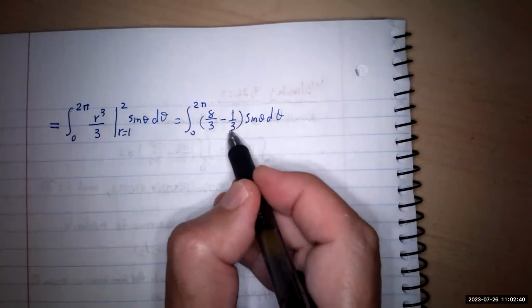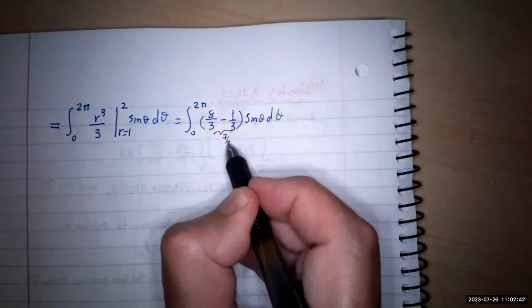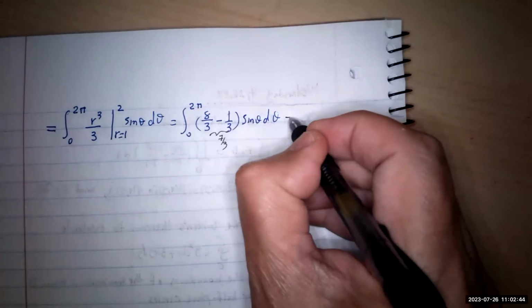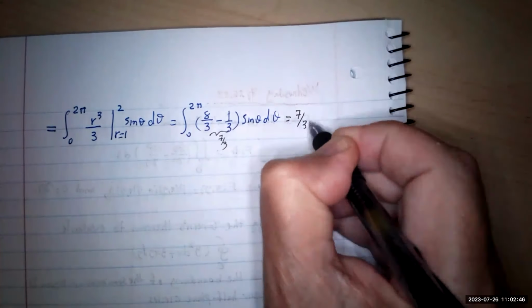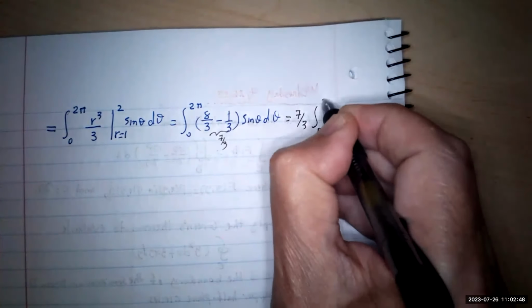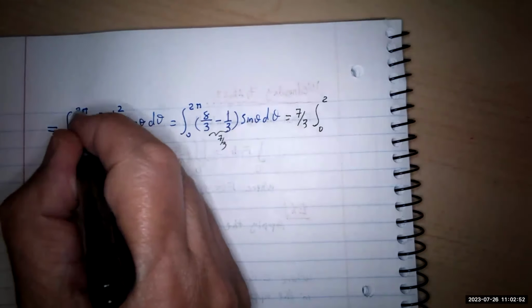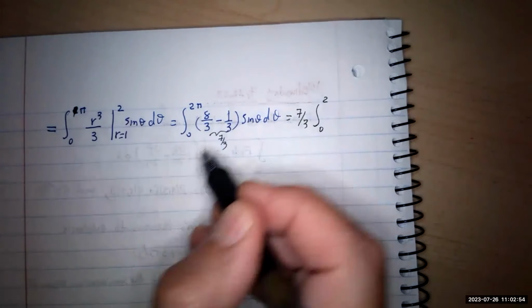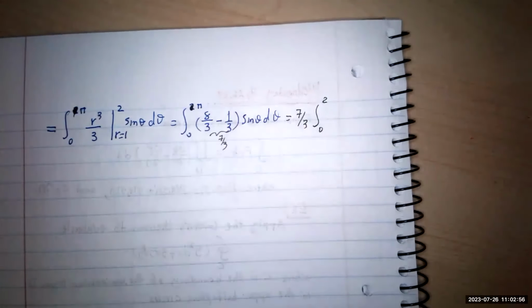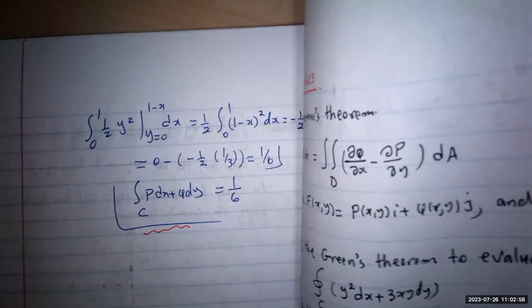Okay, so this is going to be simply 7/3. So that would be 7/3. So I'm going to put it out. So that gives 7/3 integral from 0 to 2 pi... sorry, that's pi. Semicircle, remember? Did we use 2 pi? No, pi, yeah, it's a pi.